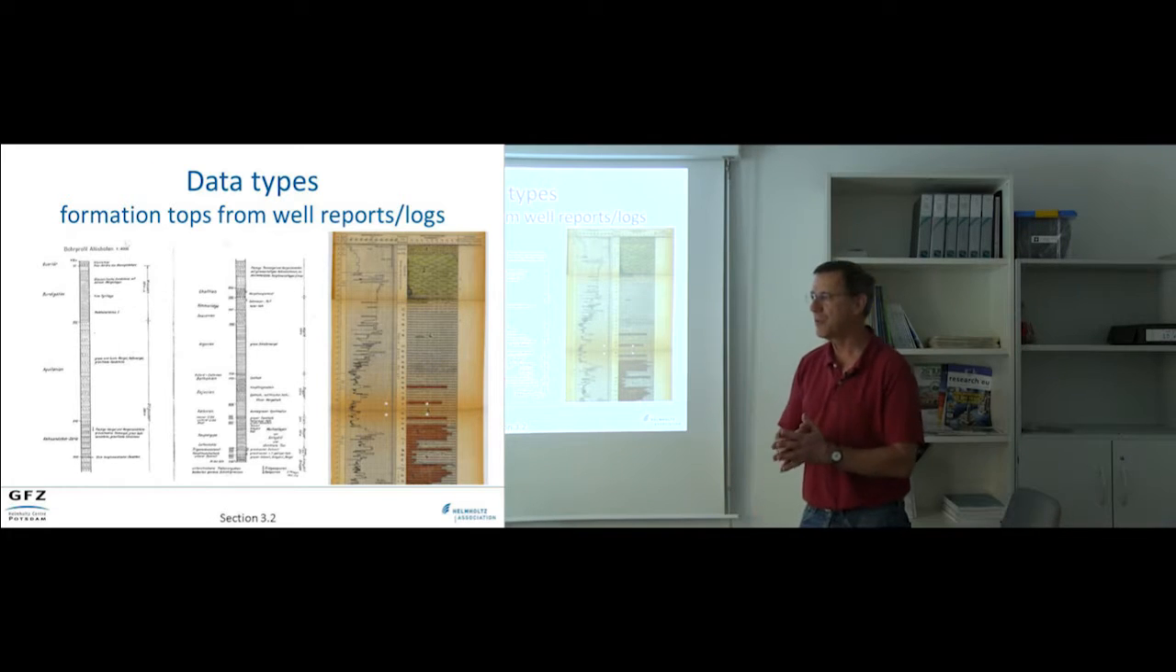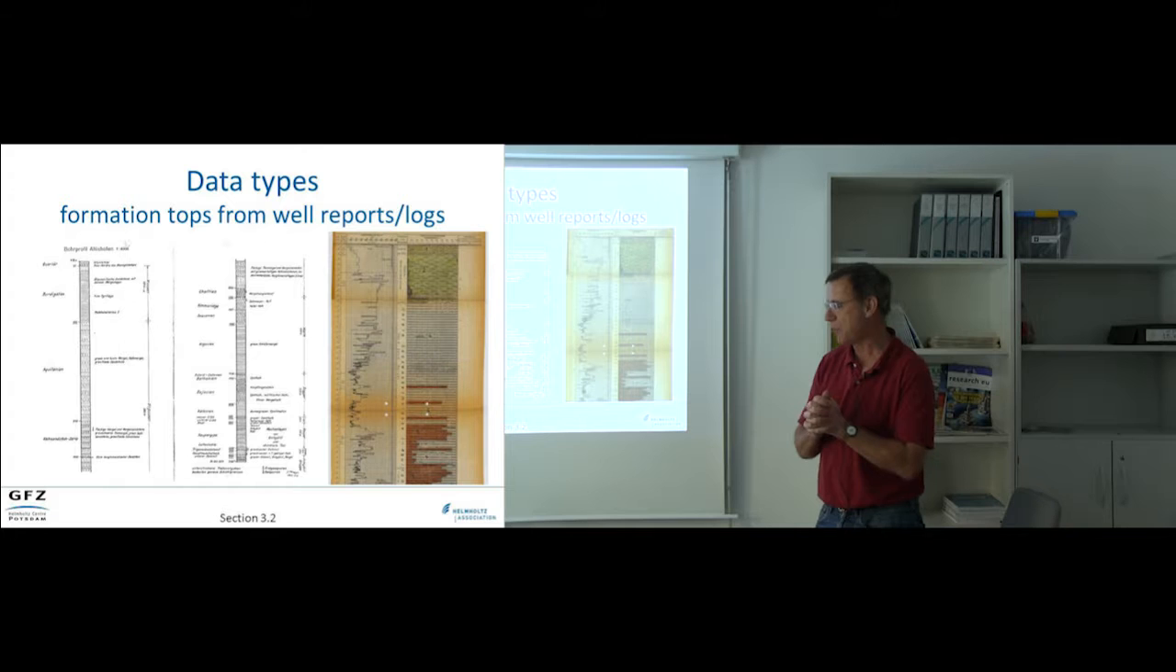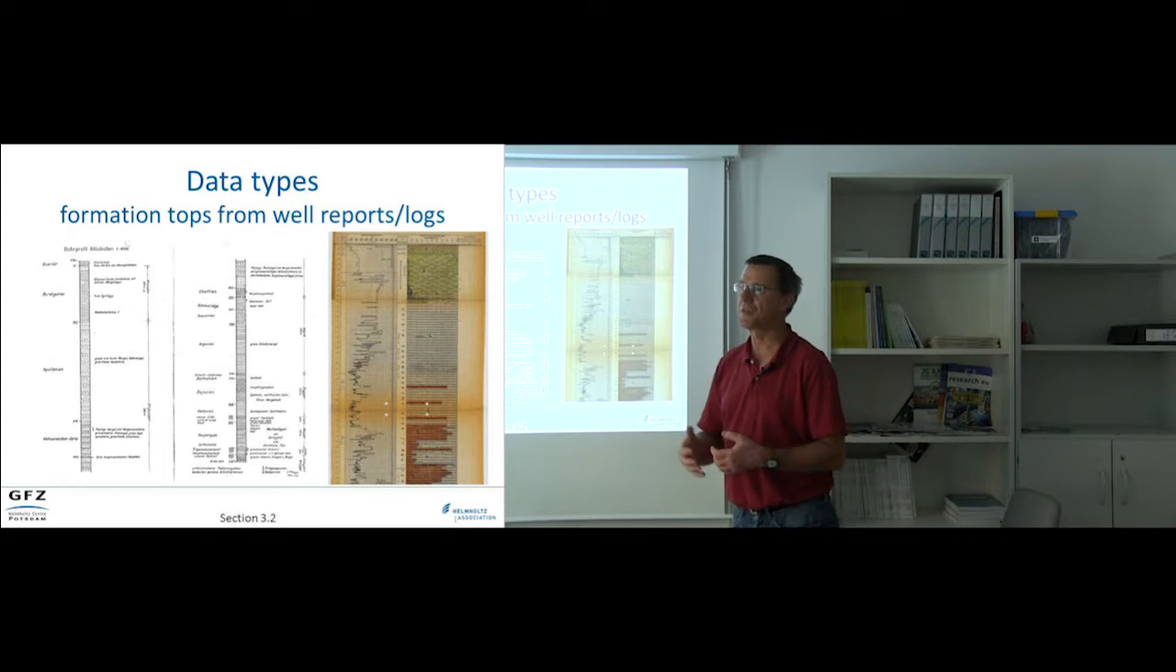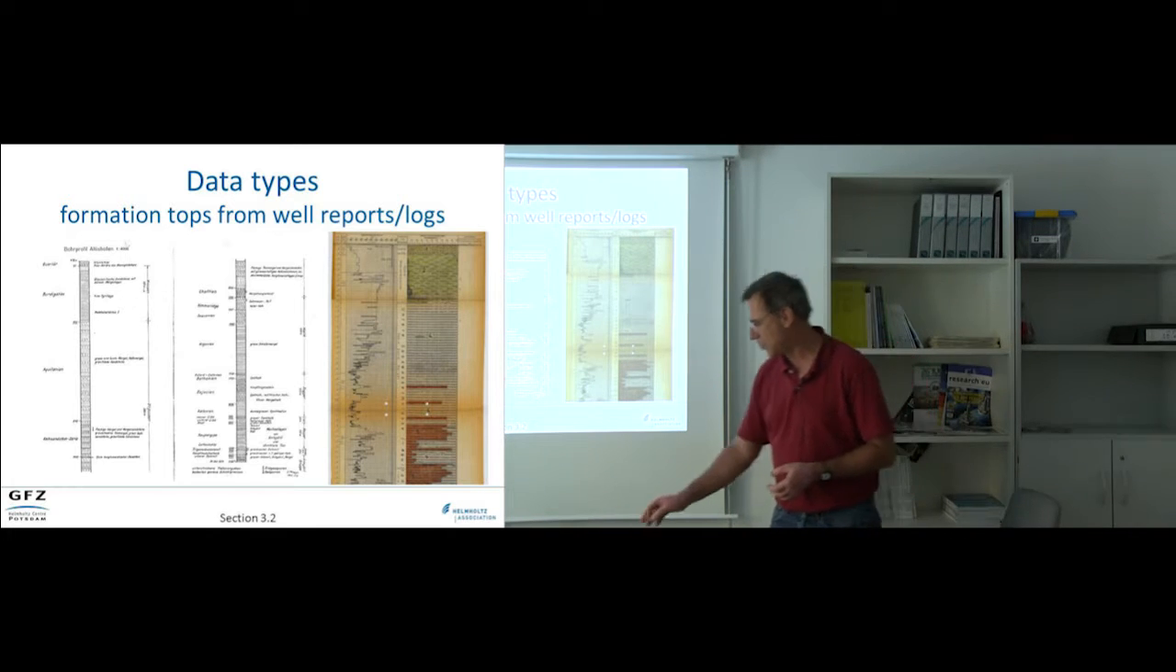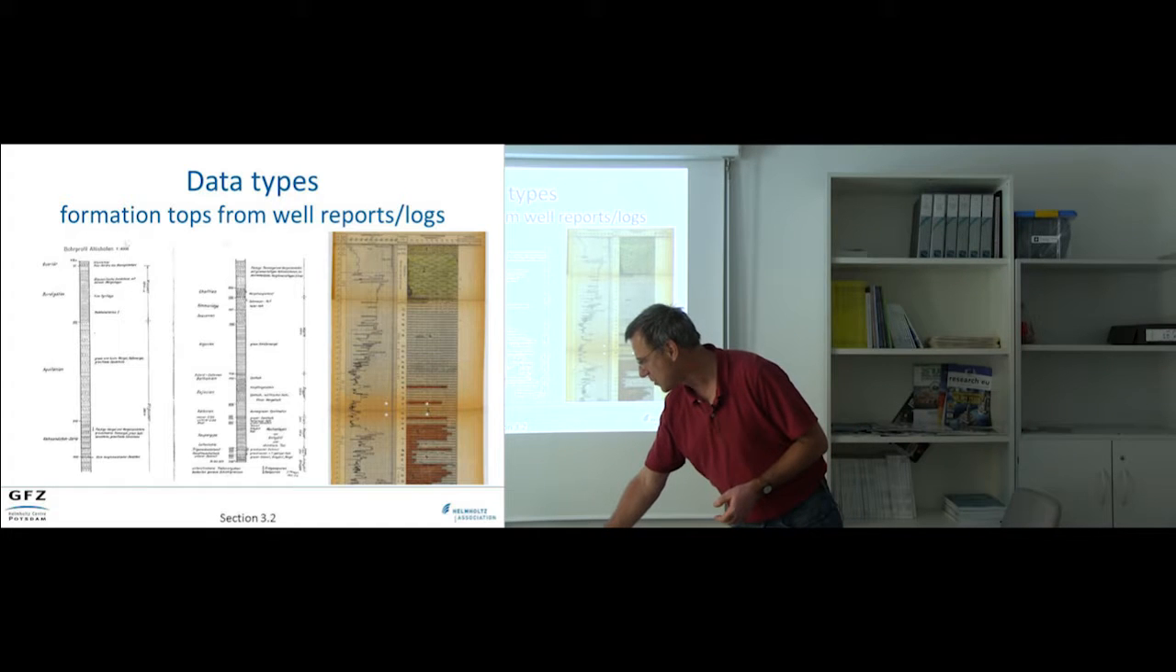So what kind of data do you usually need to set up a model? Usually you need formation tops from wells, you need reports, logs and so on, so you can define the lithology, the boundaries between the different lithologies, the ages and so on. So this would be one type of basically one-dimensional data.